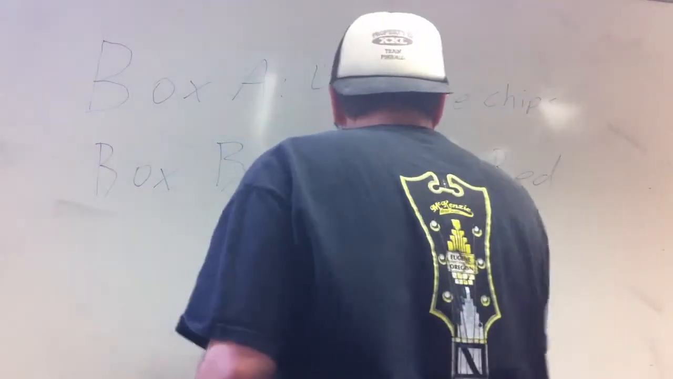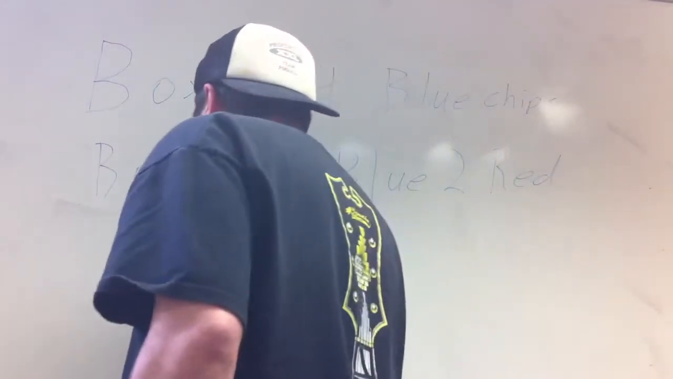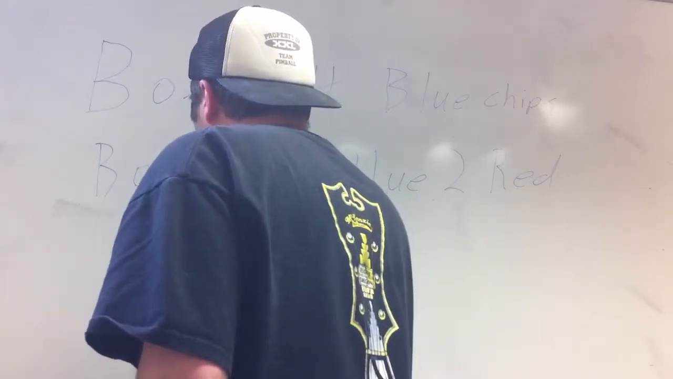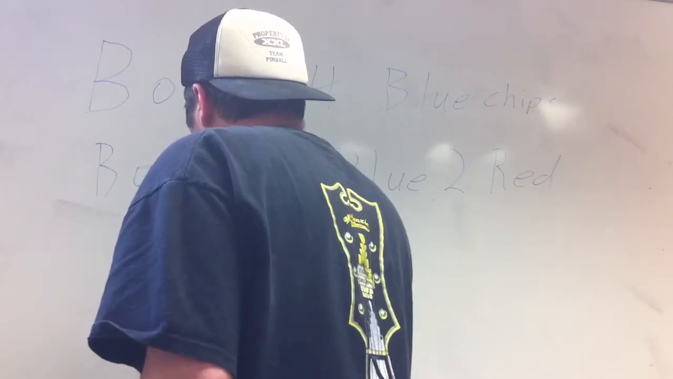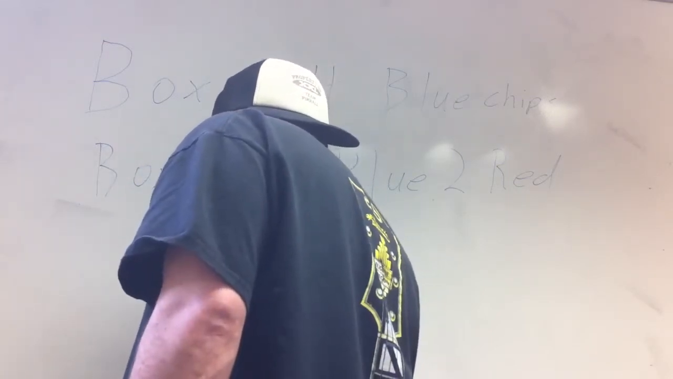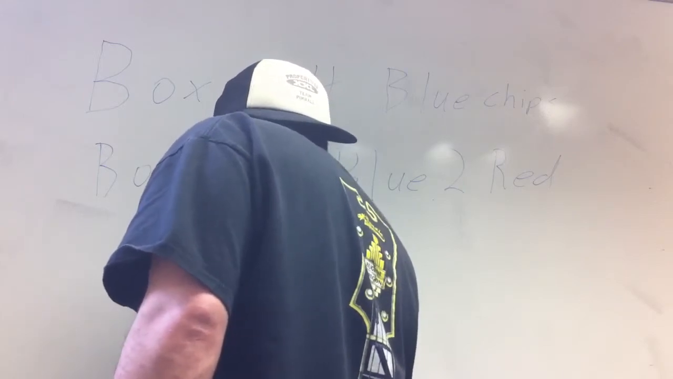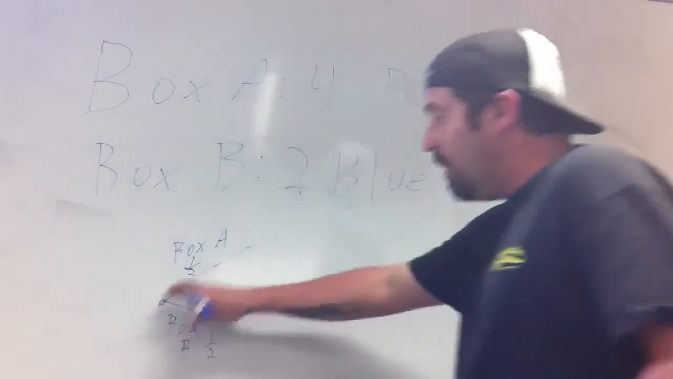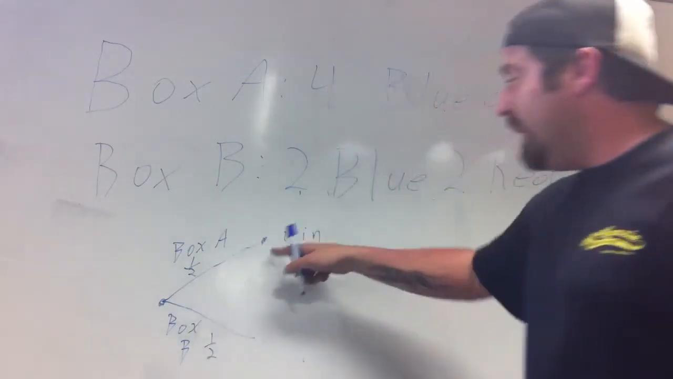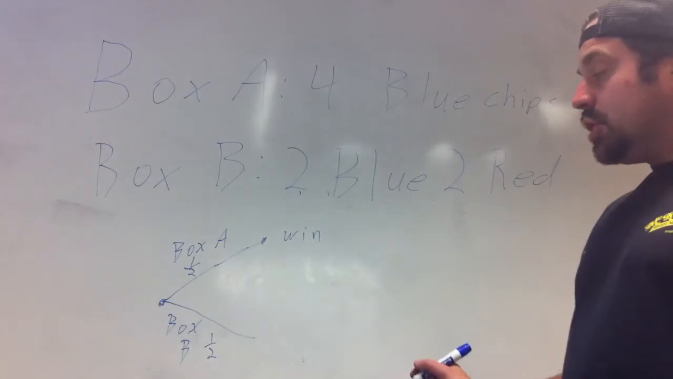So from the very start, one of 2 things can happen. Either I pick box A, and that happens a half the time, or I pick box B, and that happens a half the time. And now if I pick box A, I have definitely won, so that's a win right there. So there's a winning leaf, regardless of what happens with the chips.